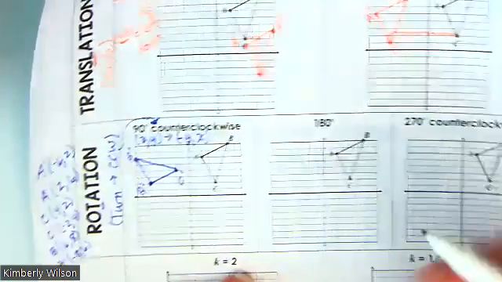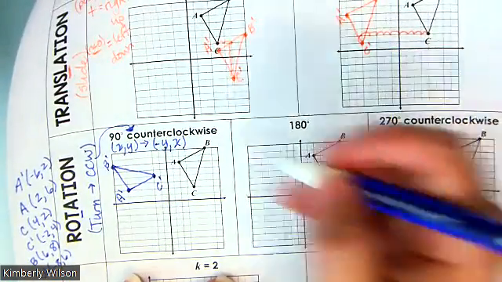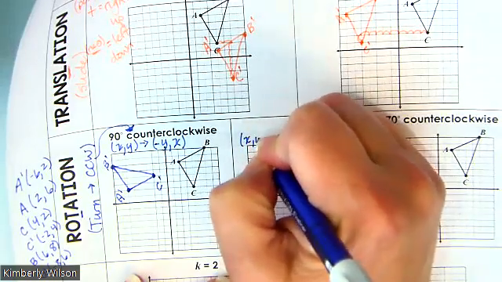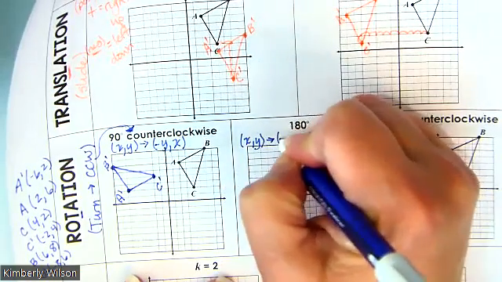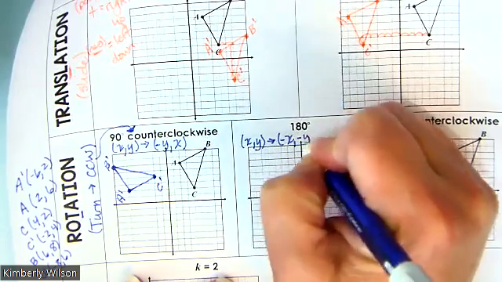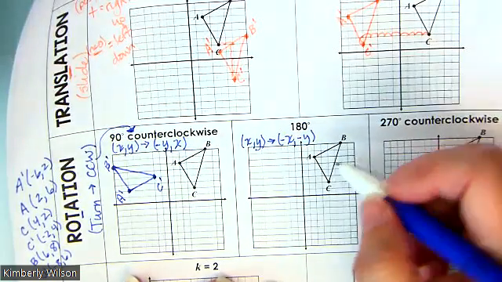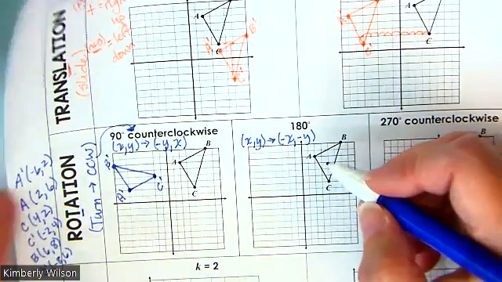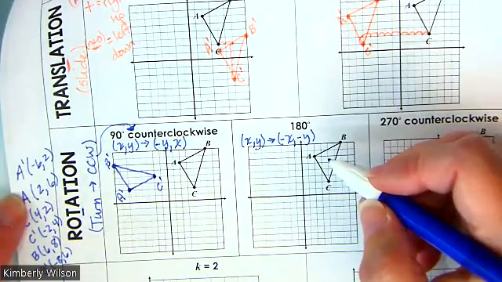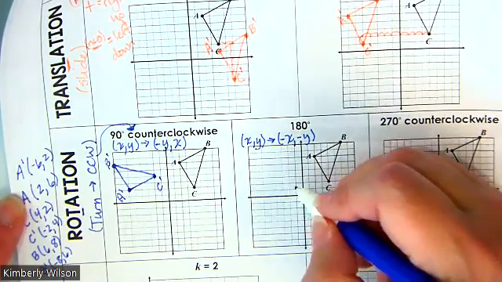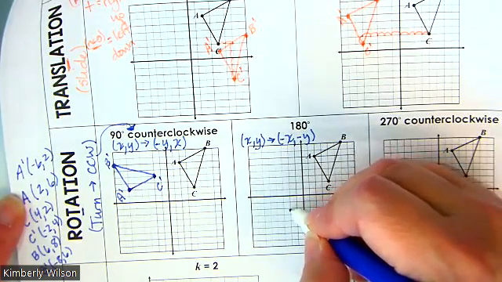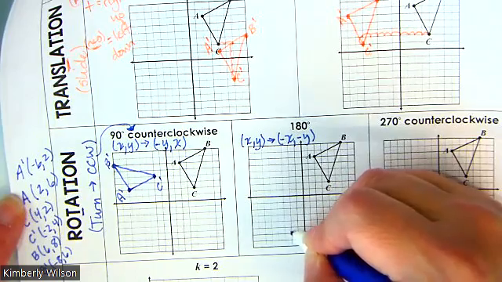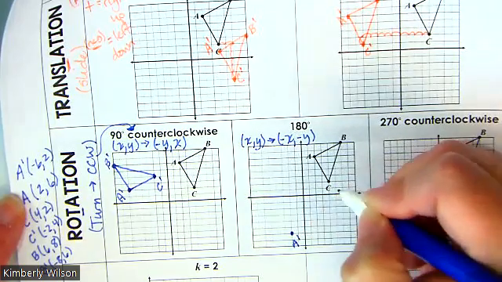Okay, next one. When it's 180, that means my rule is just the opposite of each value. So therefore, this figure is going to come over here. We've already written the pre-images down over here. So this is going to become -2, -6. 2, 4, 6. There's A1.